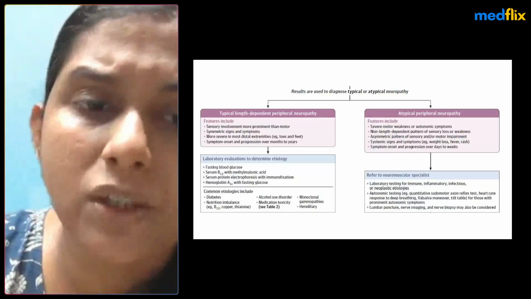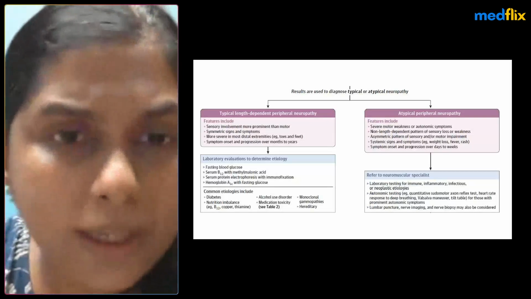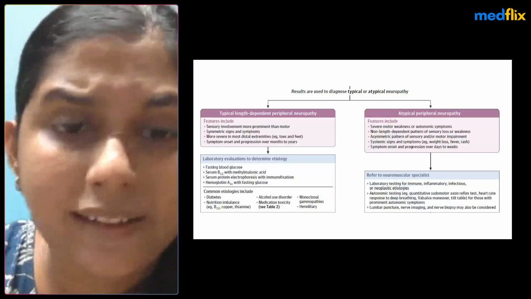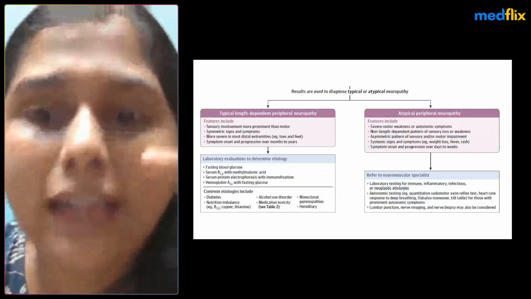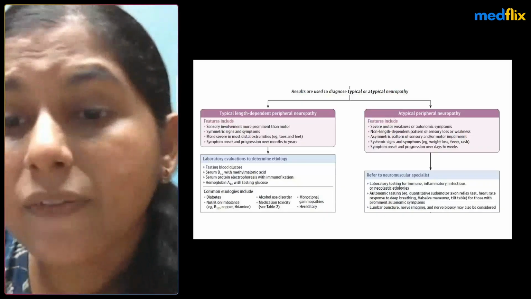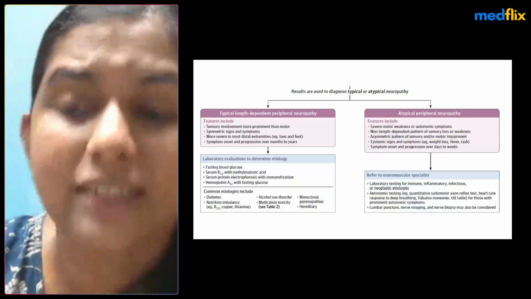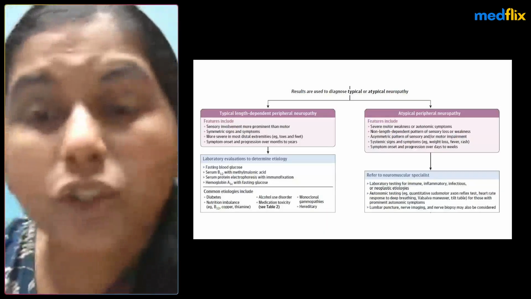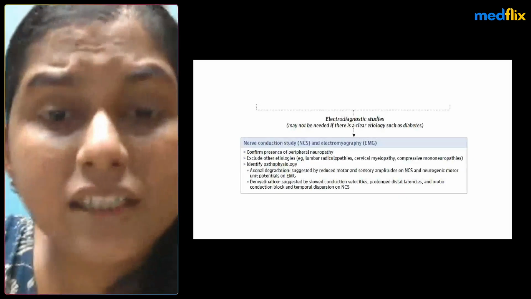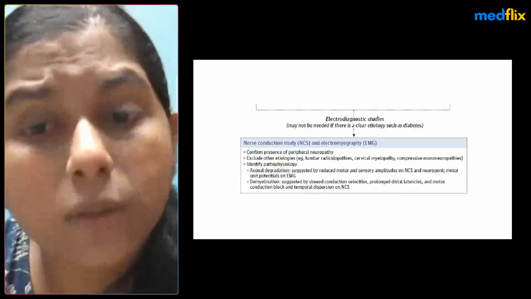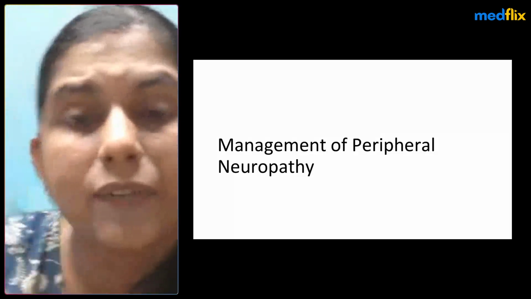And for these patients, we think of first ruling out glycemic causes, B12 deficiency, protein electrophoresis, HbA1c, and we know the common etiologies here. When it is atypical, that is non-length dependent or asymmetric, then we have to go for the higher level investigations. Maybe we need autonomic testing, lumbar puncture, nerve imaging. We follow the other algorithm. And nerve conduction study, of course, will tell us whether there is an axonal pathology or a demyelinating pathology. So this is the stepwise progression that we should follow.